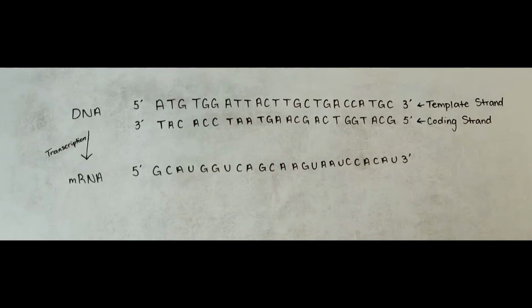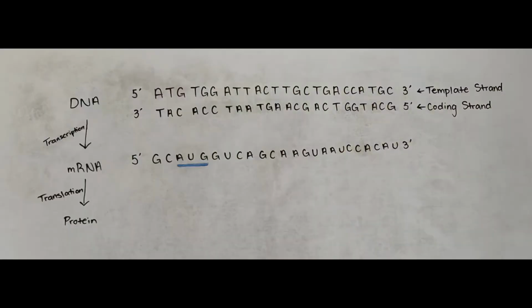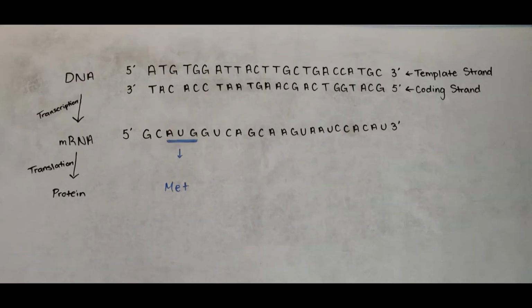So this mRNA will travel to a ribosome where protein synthesis can occur during translation. Translation starts when the start codon is detected. The start codon is AUG and it codes for the amino acid methionine. We see that here is the codon AUG, so this will code for methionine.